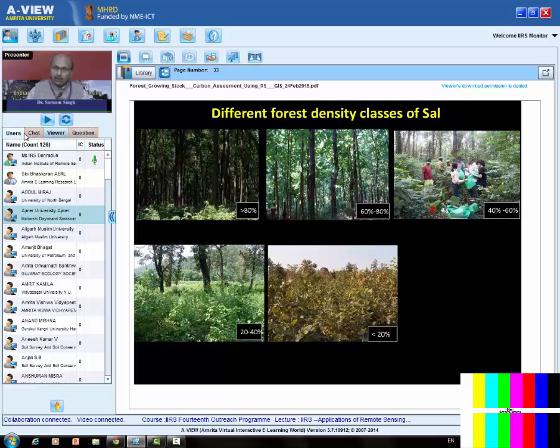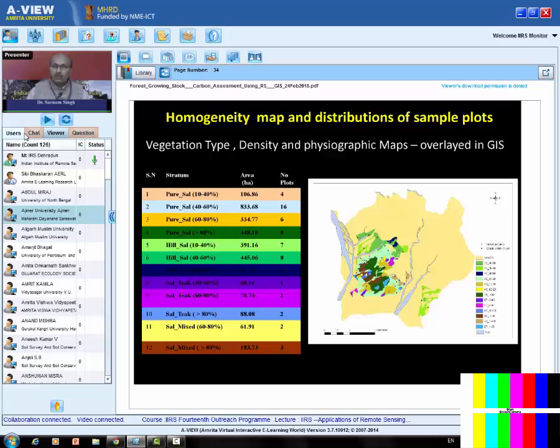So all these forests will have different kinds of stock. More than 80% will have high stocking, this will have a little less, and this last one, less than 20%, will have very little growing stock available. So this is the use, I can use it.